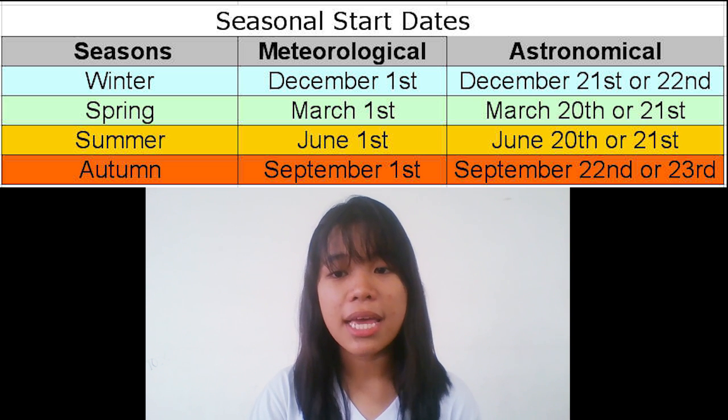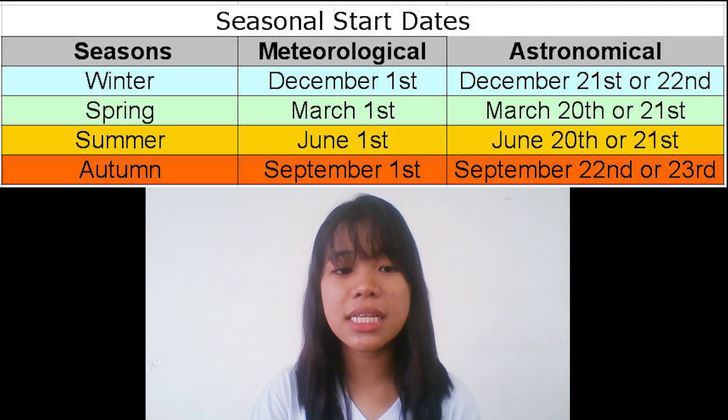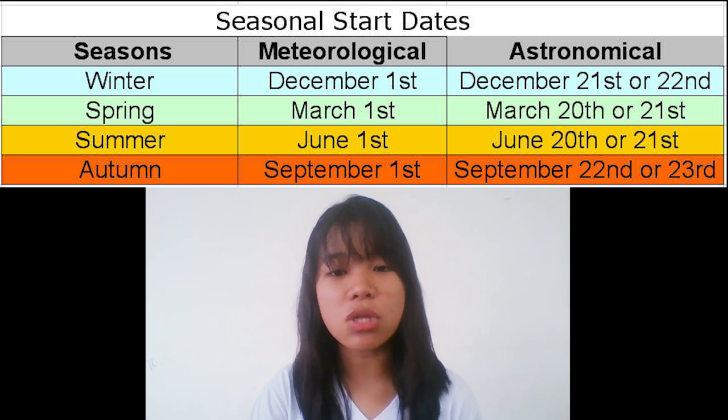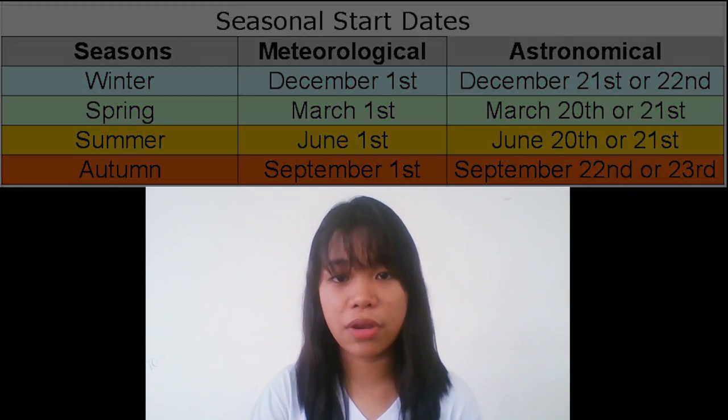Astronomical summer is a result of Earth being tilted to its farthest towards the Sun and the Sun's light aiming directly at the north latitude. It begins on June 20 or 21. The last one is astronomical fall, which is a result of Earth's tilt moving from its maximum lean towards the Sun to one equidistant from the Sun and the Sun's light aiming directly at the equator. It begins on September 22 or 23.